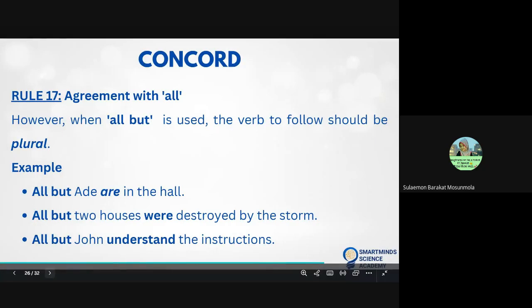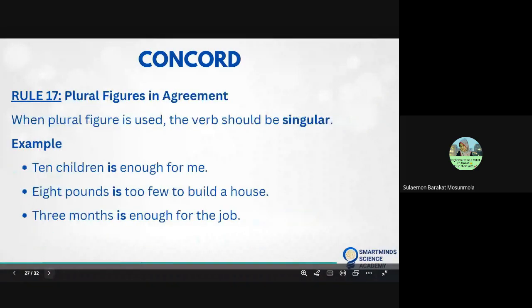All but 2 houses were destroyed by the storm. All the houses were destroyed by the storm. Only 2 houses weren't destroyed. The next example reads, all but John understand the instruction. It means all the people understood the instruction. It was only John that did not understand. So all but attracts a plural verb. Let's move to the next rule.